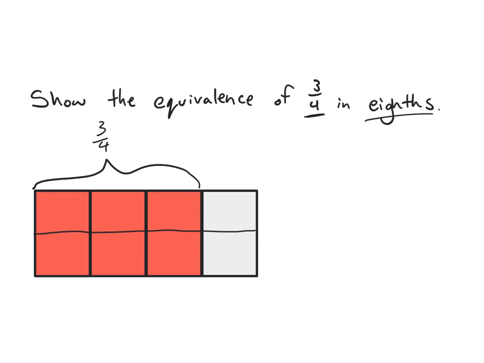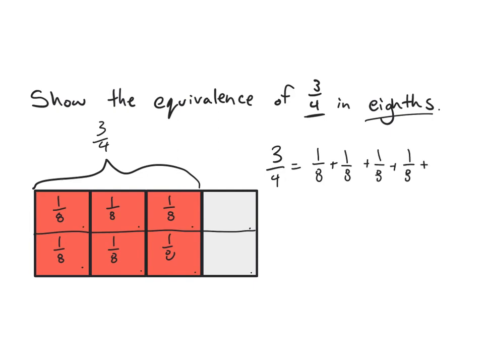So now I've created eighths, and I can tell because I have 1, 2, 3, 4, 5, 6, 7, 8 equal sections. So I know that each of these sections in the shaded region are 1/8. So to show my equivalence of 3/4, I know that 3/4 is equal to 1/8 plus 1/8 plus 1/8 plus 1/8 plus 1/8 plus 1/8. Whew, that's a lot of eighths.